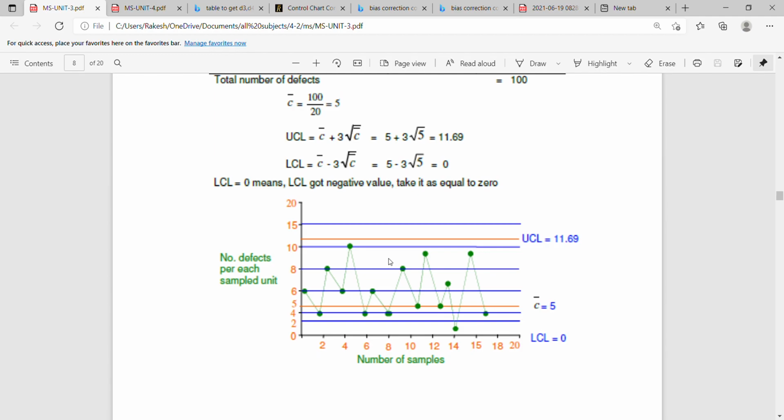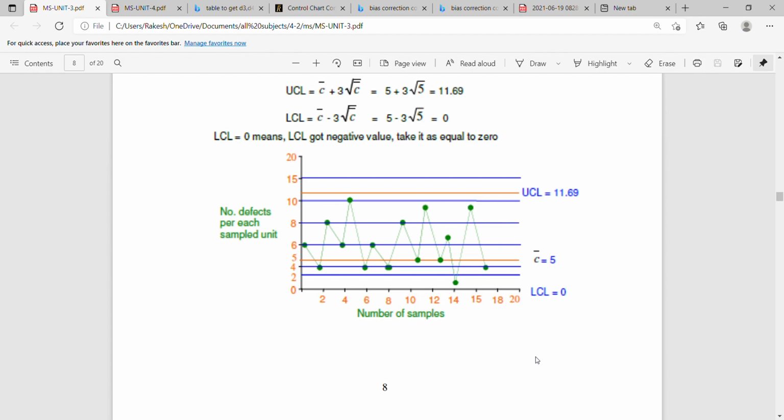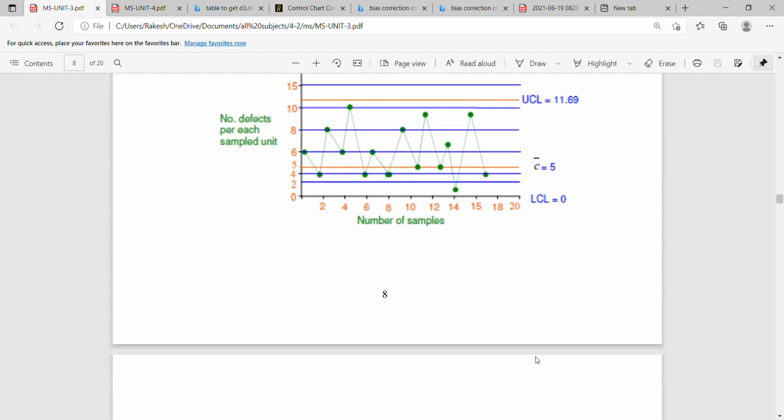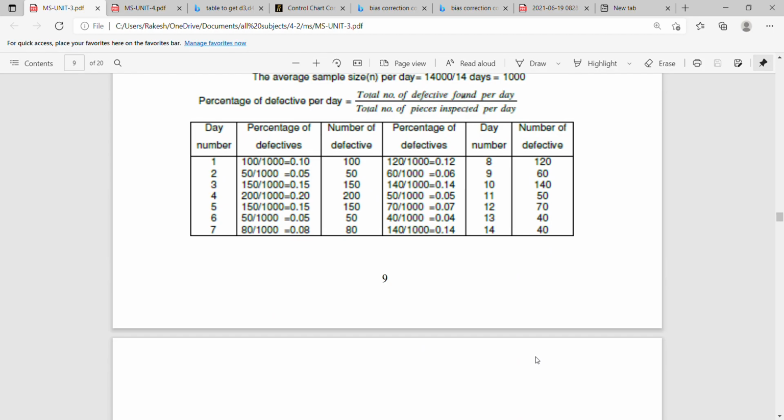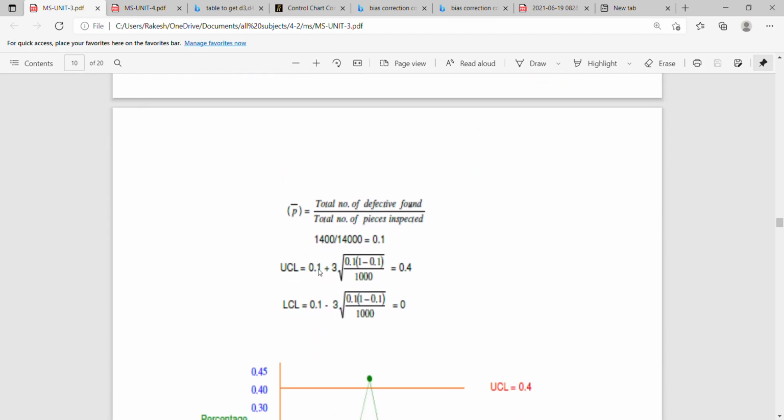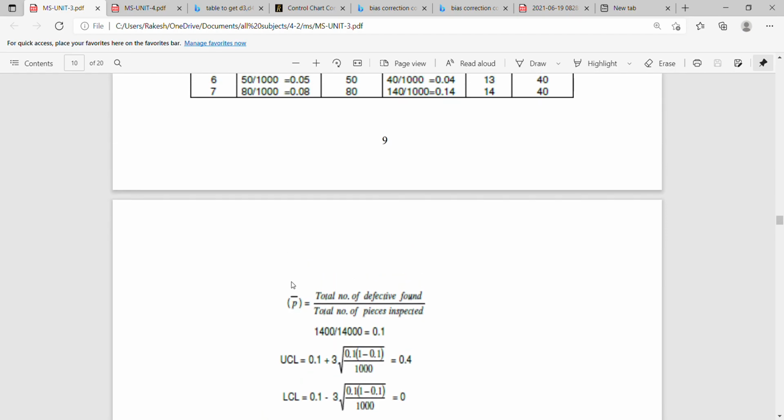And you can see that upper control limit and lower control limit should be shown in every chart, and for every chart the formulas are different. And coming to p chart, the upper control limit and lower control limit formulas are p bar plus 3 under root p bar into 1 minus p bar by n. Here n is number of observations in a day, and p bar is total number of defects by total number of pieces inspected.